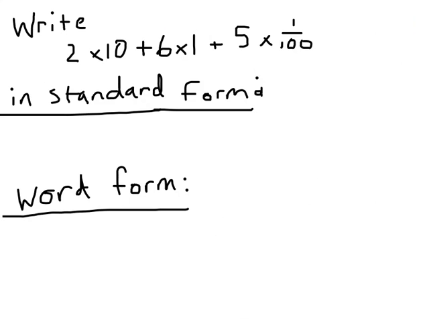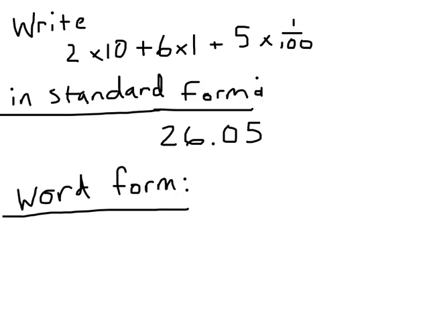Now you try one. Remember, you can draw a place value chart to help if you would like. How do I write 2 times 10 plus 6 times 1 plus 5 times 1/100 in standard form and word form? Well, 2 is in the tens place, 6 is in the ones place, and 5 is in the hundredths place. So I need to move it over to the hundredths place.